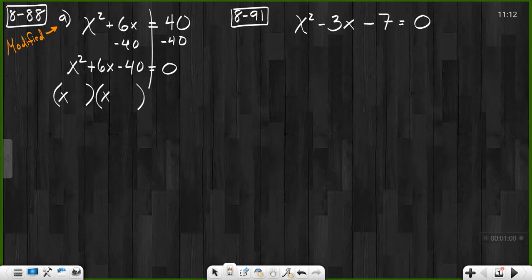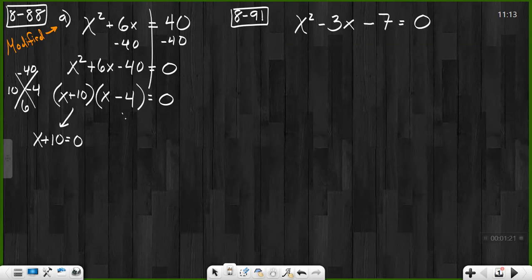I notice it's just x squared, so it goes down to x and x, which multiplies to get negative 40, but adds to get 6. And if you think that through, we find that 10 times negative 4 works. So it's going to be x plus 10, x minus 4. That's our just x squared shortcut. So that product is equal to 0, meaning that x plus 10 could equal 0, or x minus 4 could equal 0.